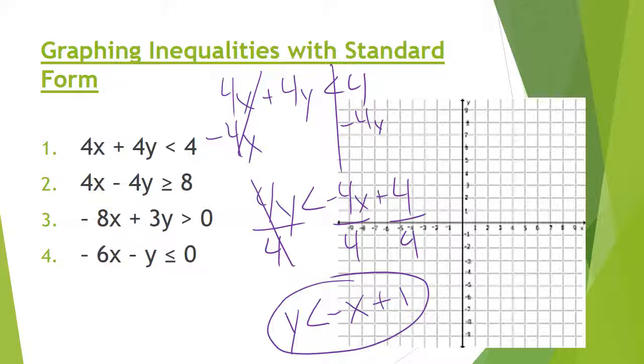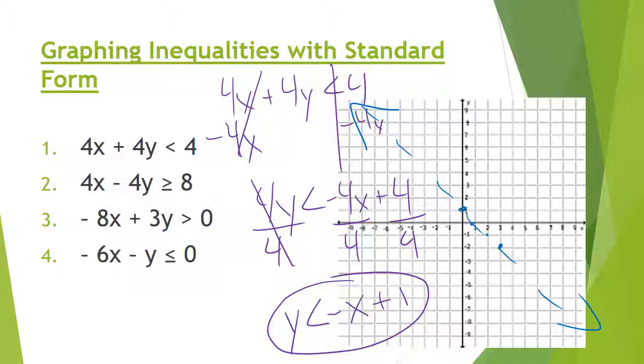All right, let's graph it. So my y-intercept is 1. My slope is -1, so down 1 over 1. Down 1 over 1. Down 1 over 1. All right, that's enough. I use a dotted line because there is no line underneath the inequality. So there's my dashed line.